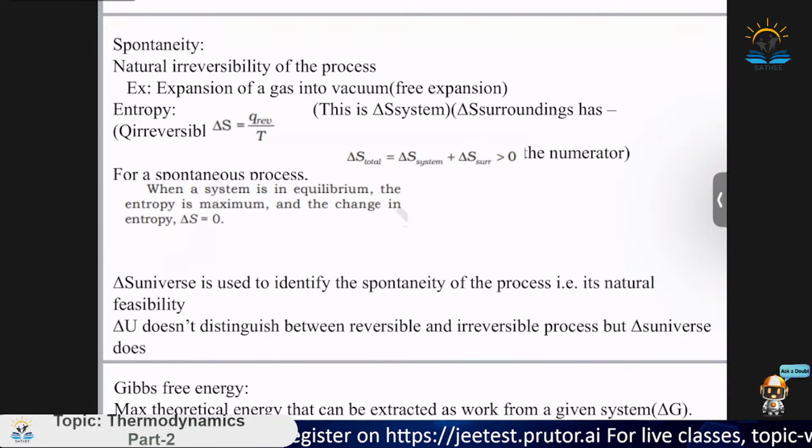Expansion of a gas into vacuum, into free space, is spontaneous. Heat transfer from a hotter body to a colder body is spontaneous. Flow of water from a high altitude to a low altitude is spontaneous. These are spontaneous processes. For a non-spontaneous process, you will need some external agent to do the process.